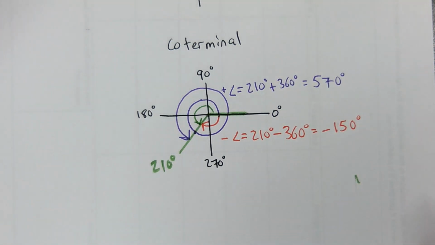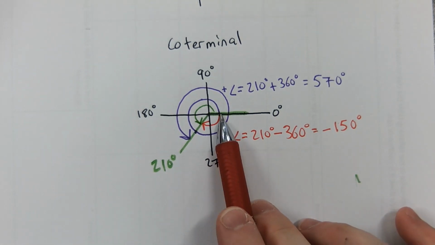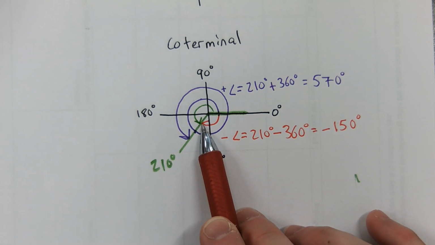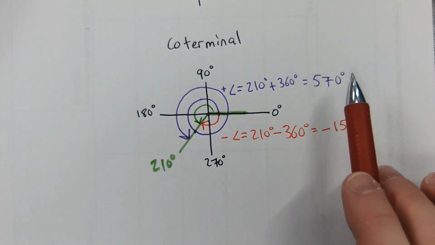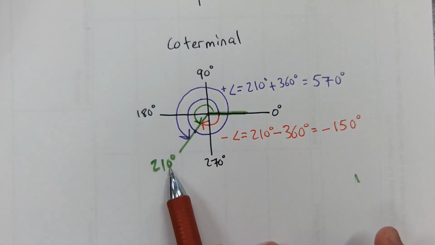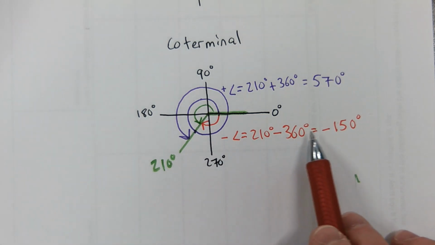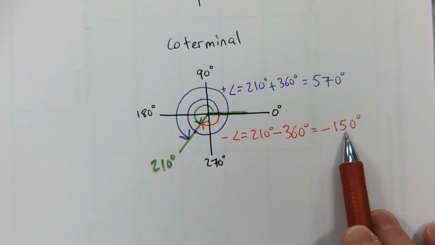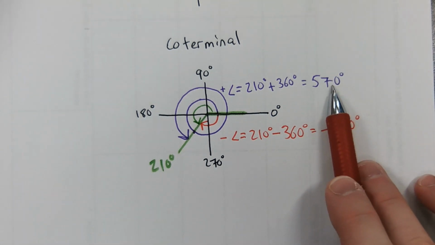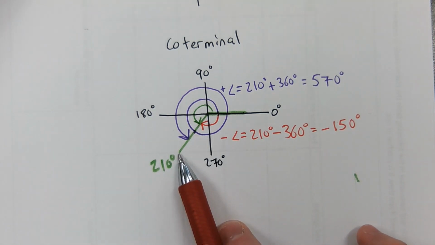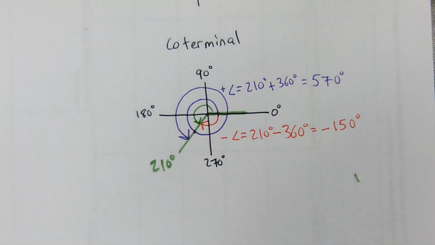There you go. So if you began here and then went clockwise 150 degrees, you'd land right there. So 570 degrees is coterminal with 210 degrees, which is also coterminal with negative 150 degrees. I could keep subtracting 360, I could keep adding 360, and I would keep landing here every single time. All right, so that is the first quote-unquote basic concept.